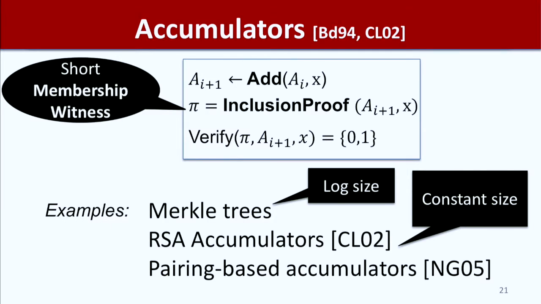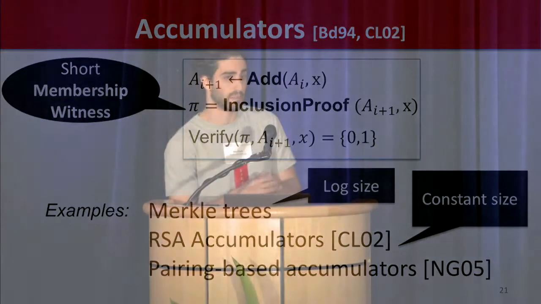So let's talk a little bit about accumulators in a little bit more depth. There's an accumulator that you're probably all familiar with, which is the simplest example of an accumulator, and it's a Merkle tree, right? A Merkle tree allows you to produce basically a hash commitment to a whole large set of items, and then you can produce a proof that a given item is in the set by just giving a path up the Merkle tree. And so the Merkle trees have what's called these logarithmic size inclusion proofs, which we can also call membership witnesses.